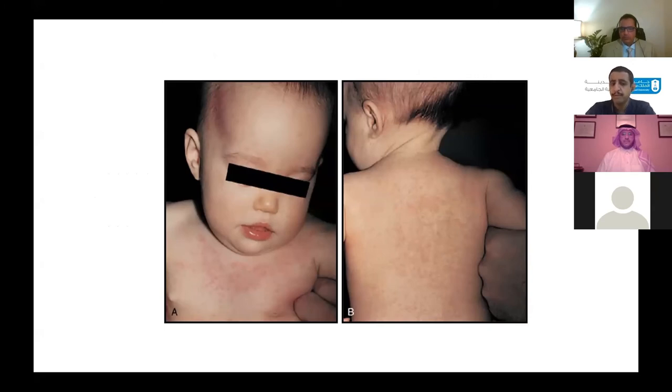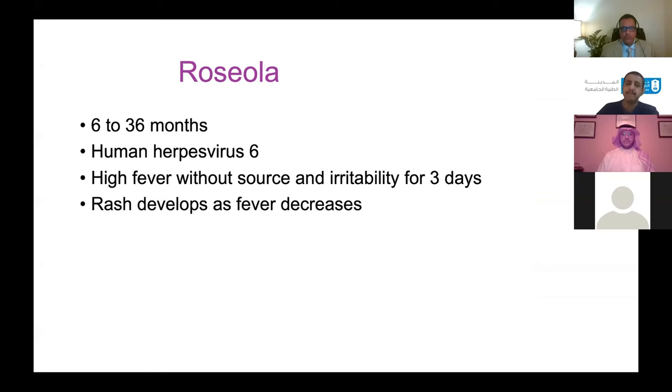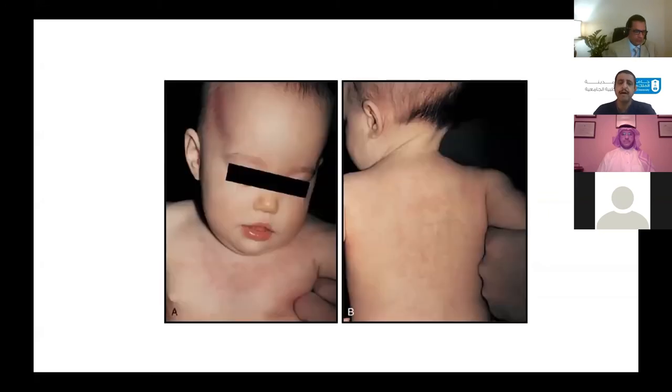So I'm talking about erythema. We are talking about roseola infantum. Roseola infantum is caused by human herpesvirus 6. It's causing high-grade fever. Almost 15% of the patients who present with the first febrile convulsion, this is the reason. It is roseola infantum.